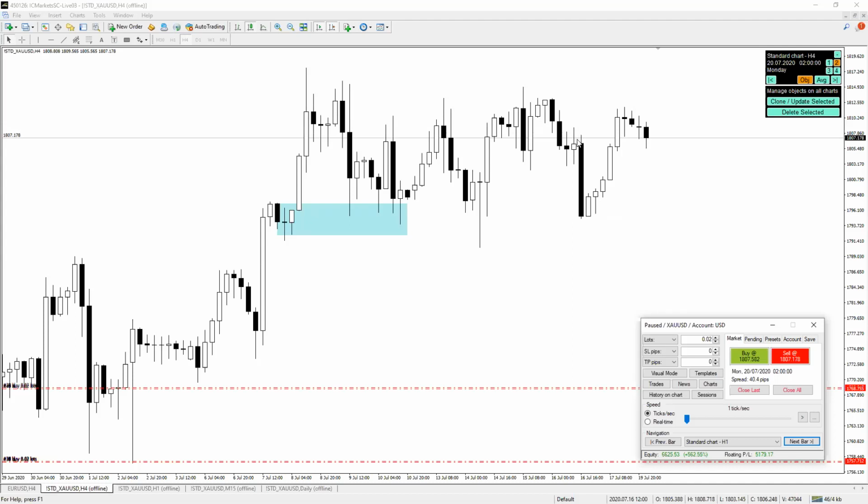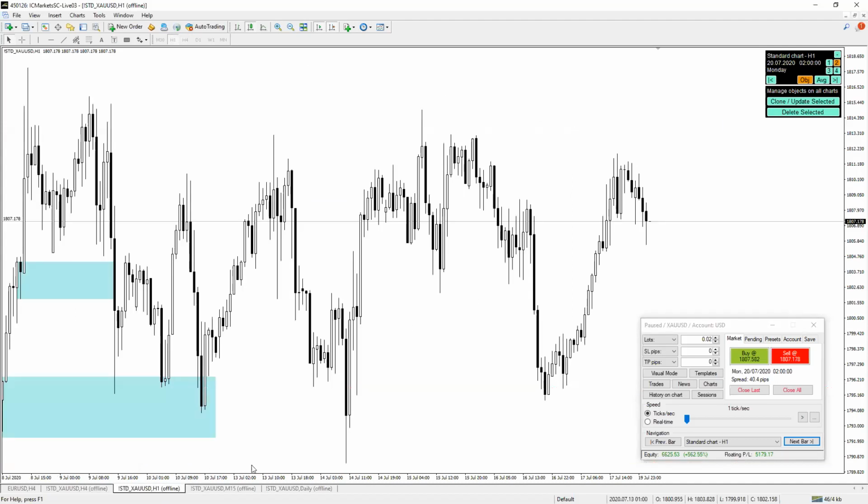Now that we've broken this supply, we can now start looking for demand. So here is our demand. We've gotten a bit too late, but imagine that we're taking the position from this point. It's just to show you guys. Imagine we're taking it from this point. If we took it from this point, basically we'll be having minimal drawdown. But if price breaks below this, then we'll just be closing out the position.